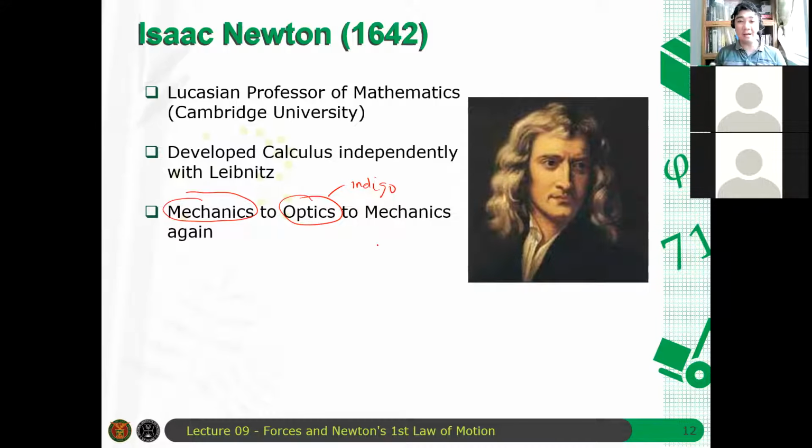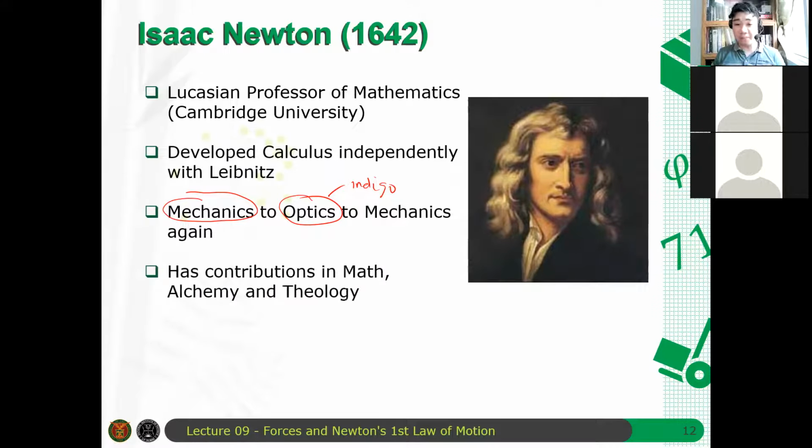And finally, he discovered the universal law of gravitation. So yun. He needed to develop calculus for the universal law of gravitation. Kailangan niya yun. And then, he has a lot of contributions to math, alchemy, and theology. In fact, mas marami siyang books sa theology kaysa sa physics. And of course, one of the most important pieces that he's written is your Principia Mathematica Naturalis or the mathematical principles of natural philosophy. Andun yung laws of motion and some other analysis and so on and so forth.